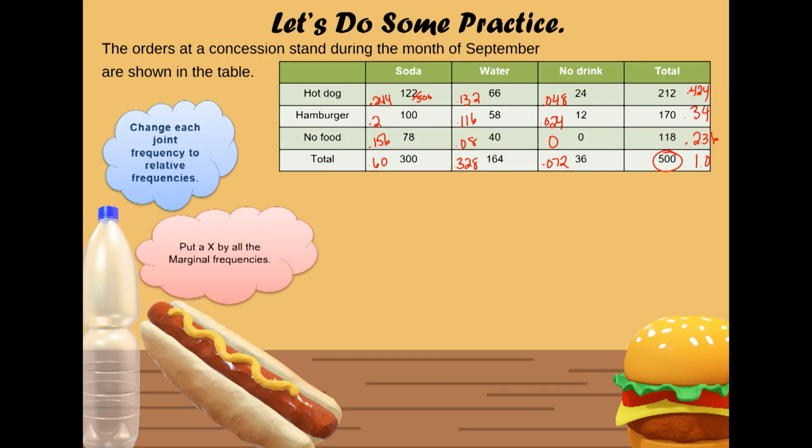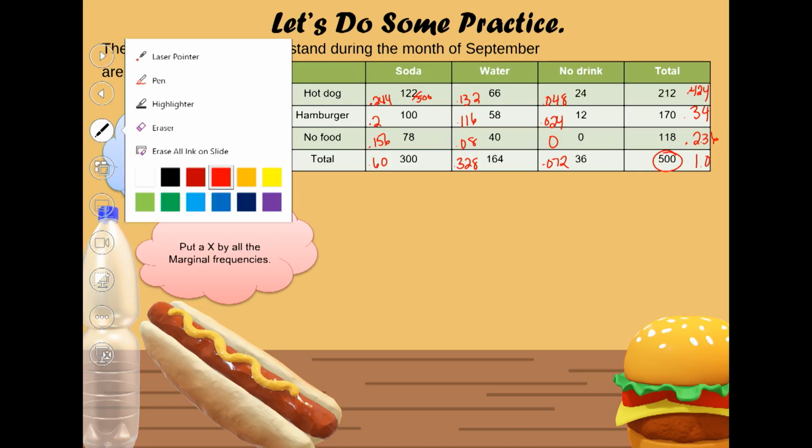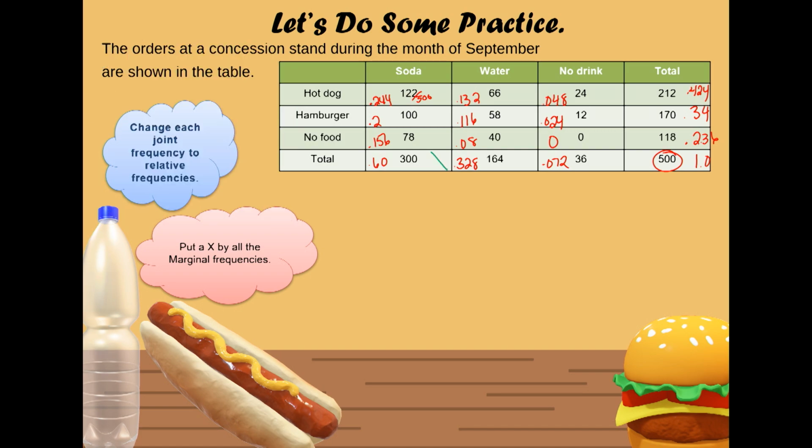All right, so the first thing it says, put an X by all the marginal frequencies. So here's a marginal frequency. Let's do a different color just so we can show a little difference. Let's do green. So here's a marginal frequency. Here's a marginal frequency. Here's a marginal, and here's a marginal. So we have our joint frequencies, which is our 122, the 58, the 12, the 0. We have our relative frequencies as our decimals, and then we have our marginal frequencies, which are in our marginals.